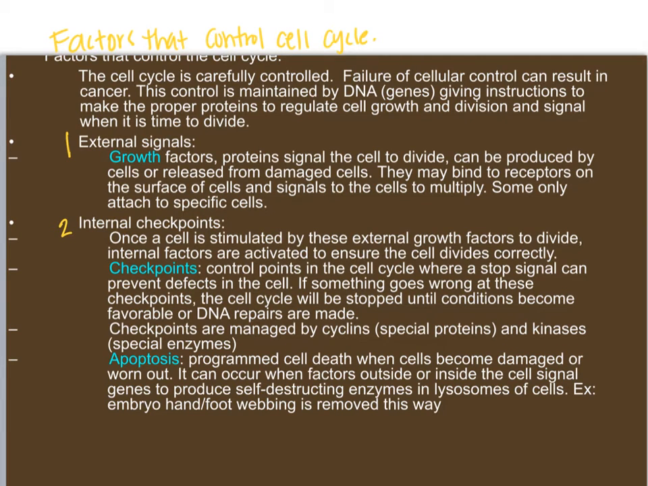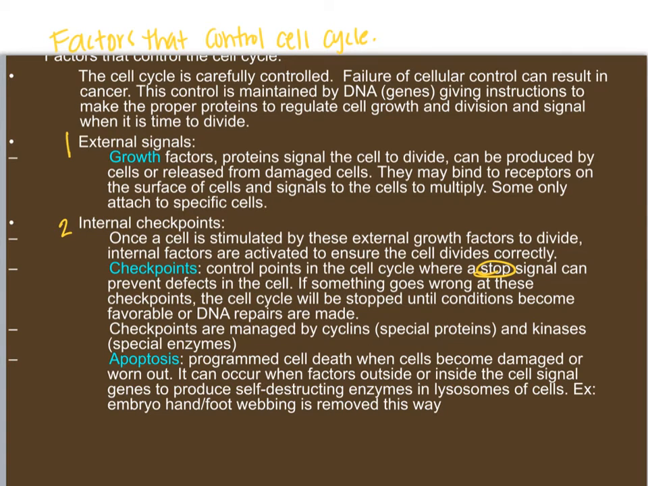So the second factor is going to be internal checkpoints. Once a cell is stimulated by the external growth factors to divide, then internal factors are activated to make sure that the division goes correctly. So you have these checkpoints. Checkpoints are different points in the cell cycle where if something is wrong, there is a stop. It stops the cell cycle. So if something goes wrong, then the cell cycle will stop at that point until it can be fixed, or possibly the cell might just die.